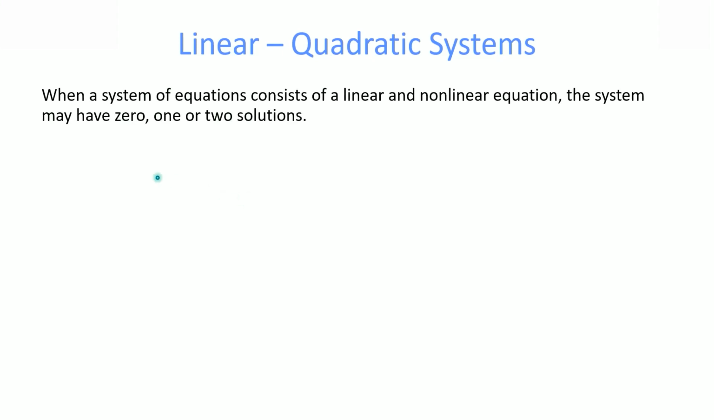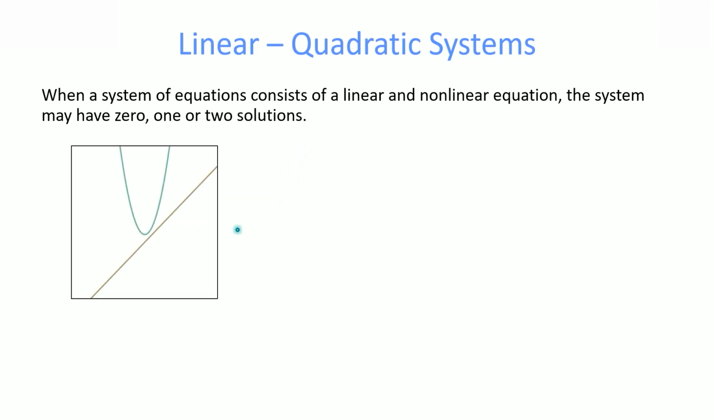Let's begin with linear quadratic systems. When a system of equations consists of a linear and nonlinear equation, the system may have 0, 1, or 2 solutions. We can consider the following representations.